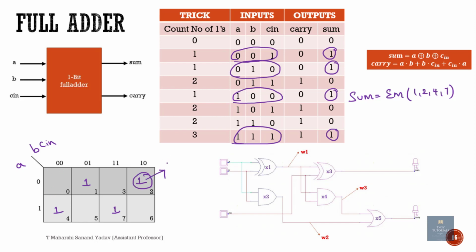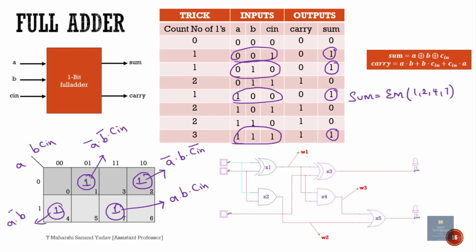If you take the equivalent of this, 0 is there for A, which is A bar dot B dot Cin bar, and this is again one single. The equivalent for this is A bar dot B bar dot Cin. Next answer for this is 1, 1, 1, which is A, B, Cin. Next this is A dot B bar dot Cin bar. Finally the answer which I got for sum is A bar B bar Cin, A B bar Cin bar, A bar B Cin bar plus A B Cin, which is A XOR B XOR Cin.